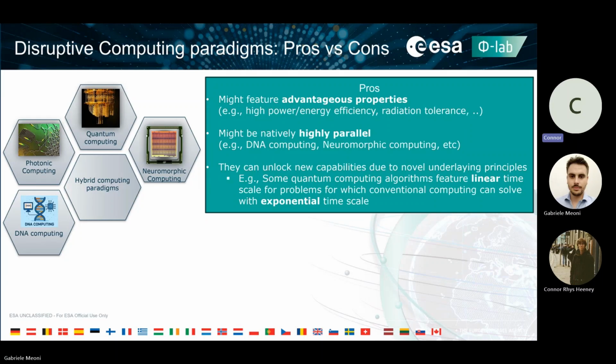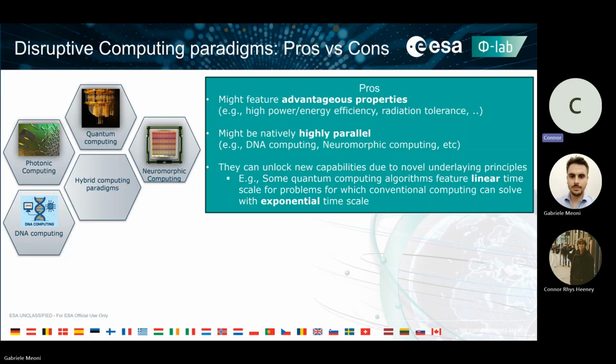Why disruptive computing paradigms? Well, they might feature advantageous properties. For instance, photonic computing and neuromorphic computing are known to be very energy efficient, more than standard conventional computing. They might be natively highly parallel. For instance, DNA computing: people are now proposing to store information using DNA because it's very efficient, you know how it works for the body, and to use chemical reactions as a way to process the information. Chemical reactions process all the molecules at the same time, so it's intrinsically parallel in that sense.